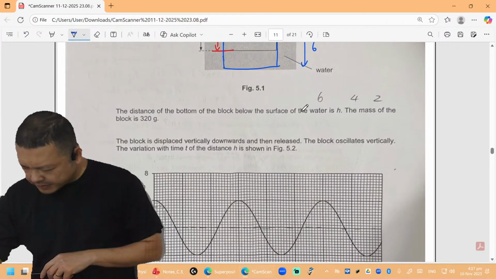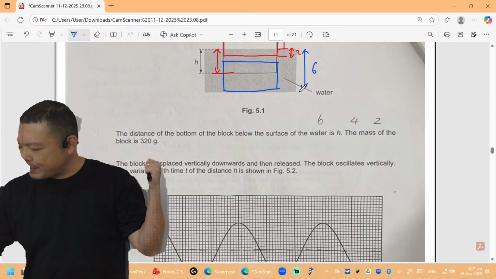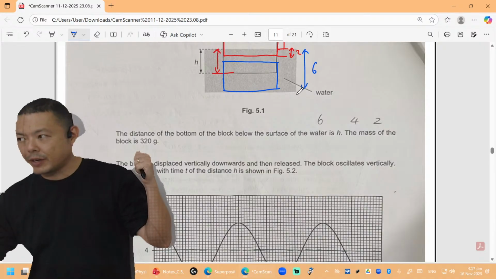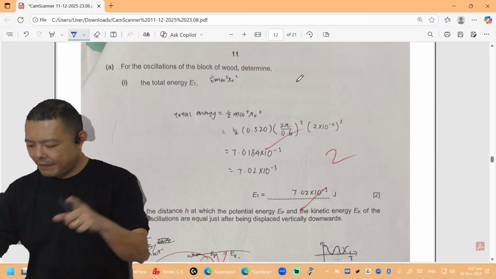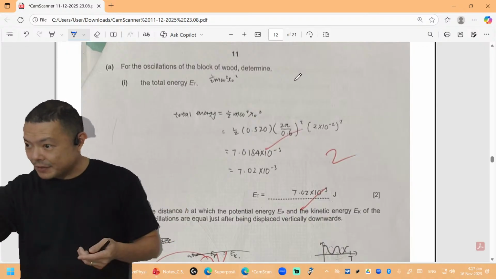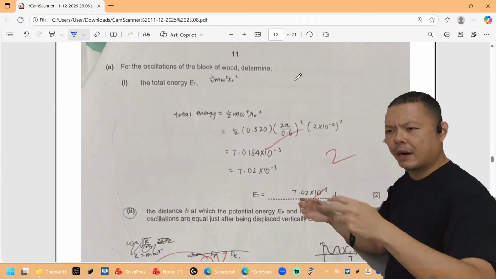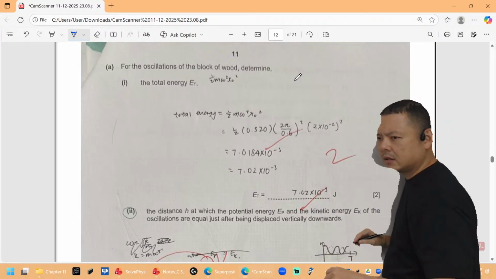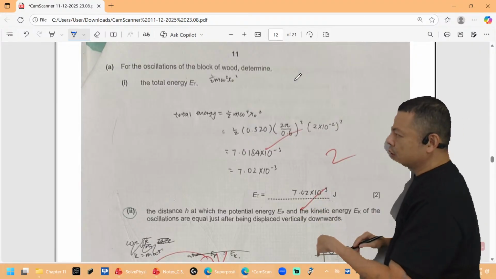0.320. Oh, but they gave it as 320 grams. This can be considered as 2 SF or 3 SF. It could be considered as 2 SF or 3 SF. But it doesn't matter, right? So technically speaking, you left your final answer here as 3 SF. So if you leave your answer as 7.0, you shouldn't be marked down. Yeah, it should be okay. What's the concern here? Oh, yeah, that's fine. Yeah, that's fine. So you see, right?